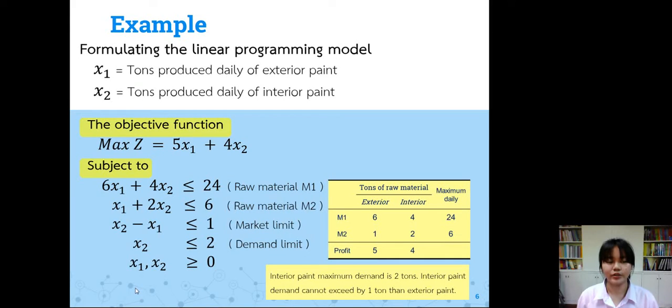6x1 plus 4x2 less than or equal to 24. Raw material M2, we get x1 plus 2x2 less than or equal to 6. Market limit: x2 minus x1 less than or equal to 1. Demand limit: x2 less than or equal to 2, and x1, x2 more than or equal to 0. When we get the model of linear programming, we then conduct solving linear programming.